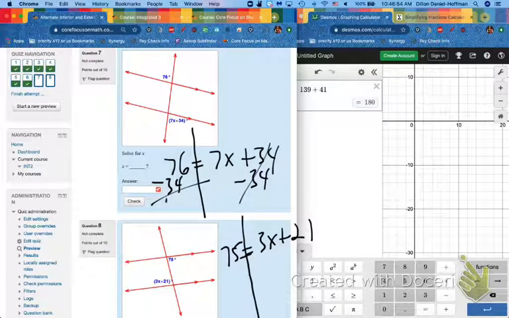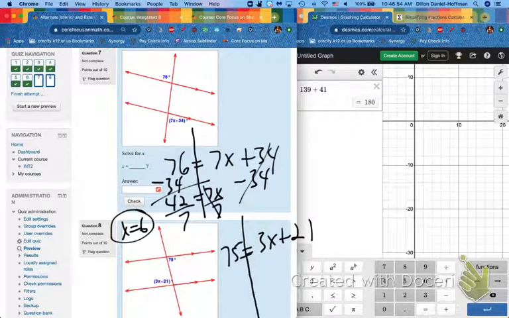76 minus 34 is 42. The rabbit situation, we got to do the opposite. Divide those rabbits. X is 6. So as always, I just put 6. Never put the x equals, and you'll notice that because it says x equals blank. You just fill in the blank.